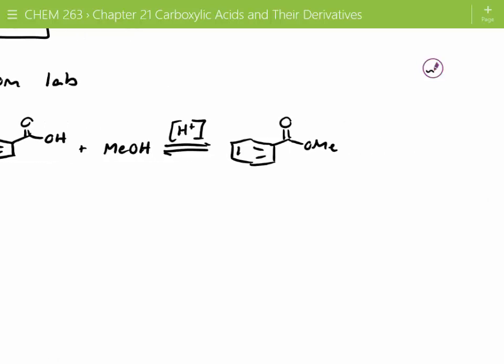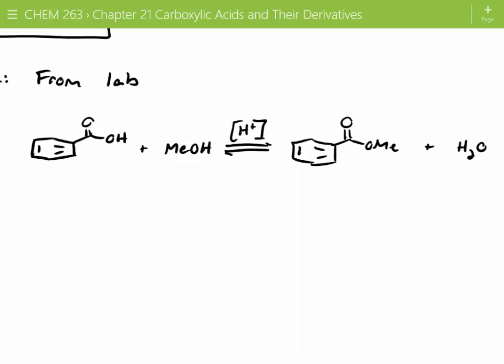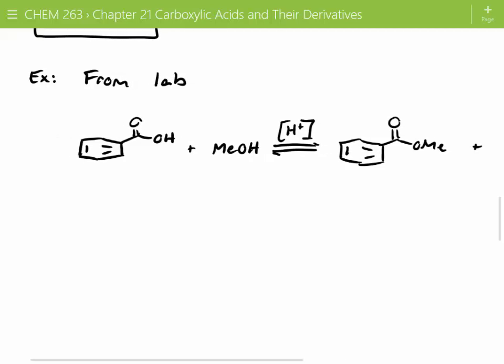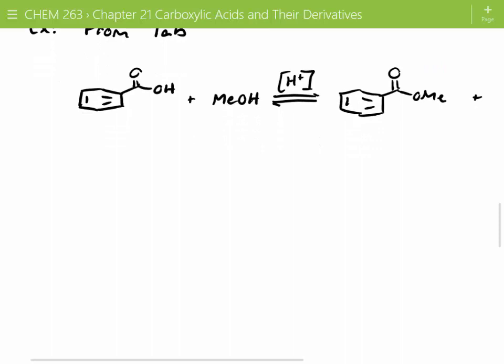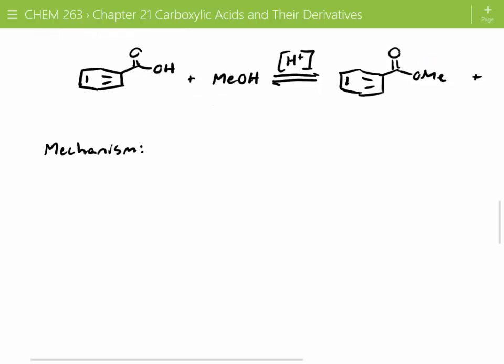What would the ester be called? Methyl benzoate, right? Because a group coming off the oxygen is a methyl group. The parent carboxylic acid was benzoic acid, so we'd say methyl benzoate. So now we need to go through and try to explain the mechanism for this. So the first step, you guys added in catalytic sulfuric acid, right?